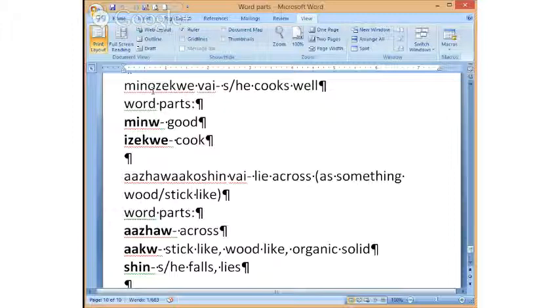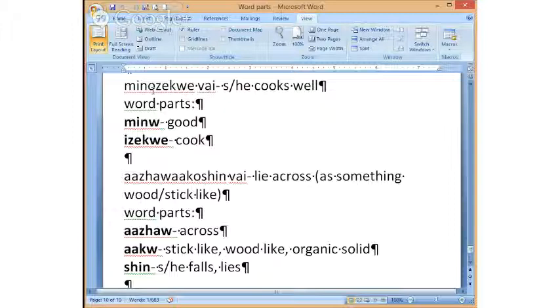What I suspect happened in this word was, it was mino izekwe. After saying it over and over again, it gets pushed together, mino izekwe, and then you pretty much don't hear the O anymore. Right, so the I kind of bullied him out of there. Very violent word.